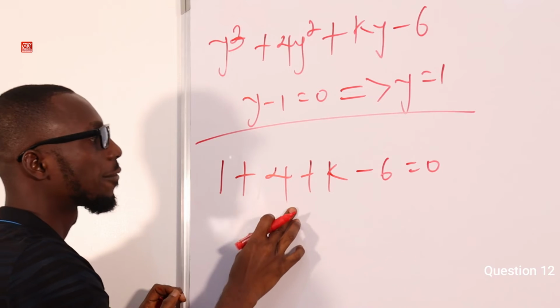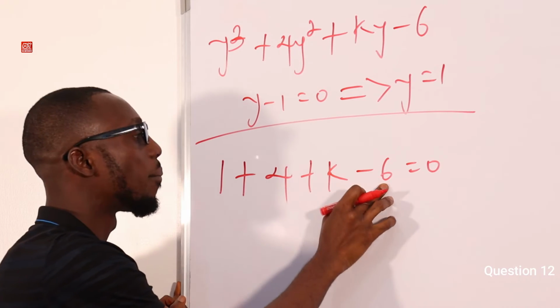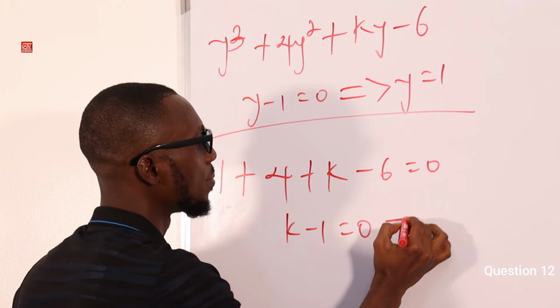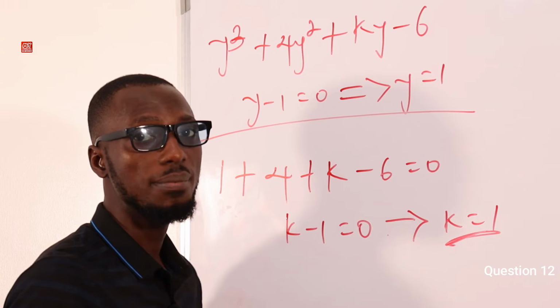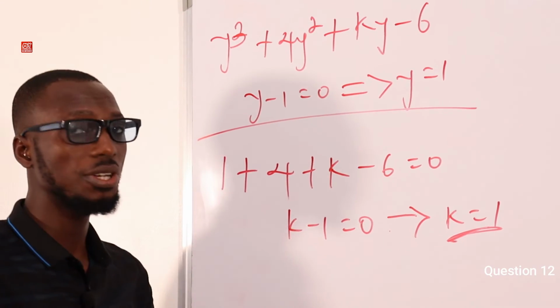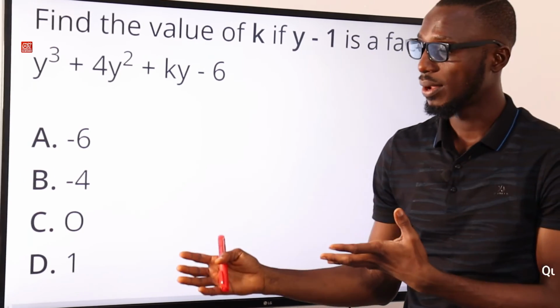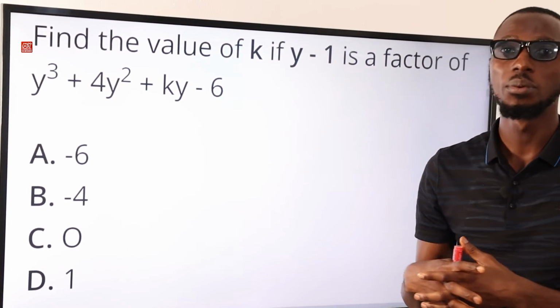So 1 plus 4, we have 5. 5 minus 6, we have minus 1. So I have k minus 1 equals 0. That means k equals 1. So join me as we go back to the screen to secure the correct option. We have k equals 1. So which of the options carries 1? The correct option is option D.